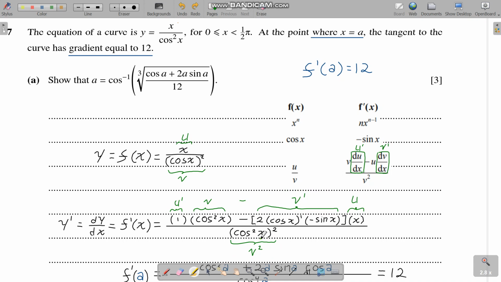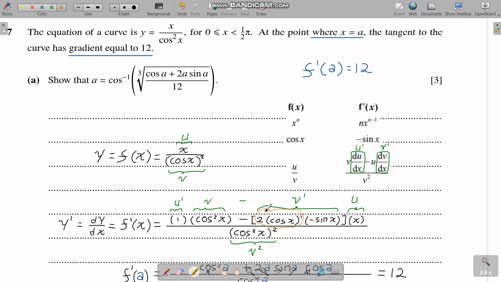So we need to identify that u is x, and v is cos squared x, or we can say cos x squared. The derivative of x is simply 1, so u prime is 1, and v is again cos squared x. Now the v prime. To find the v prime, we use the power rule. We bring the power down, so we have 2 times cos x, and the new power is 1.